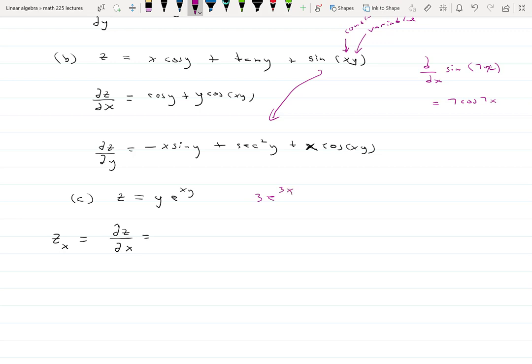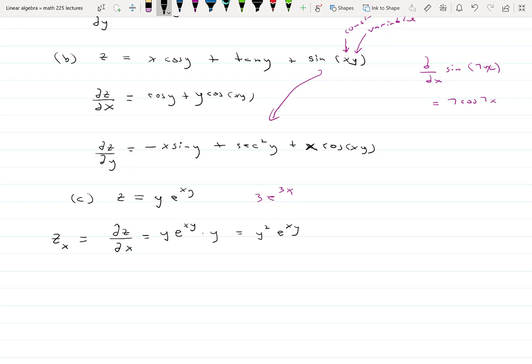No. I'm holding y constant, so there's no need to use the product rule on this. So the derivative of y e to the xy is, y is held constant, so it just follows along. Derivative of e to anything is that same thing back, e to that anything, times the derivative, the chain rule, the derivative with respect to x of xy. What's the derivative with respect to x of xy? y is held constant, so it's just y. So this is y squared e to the xy.